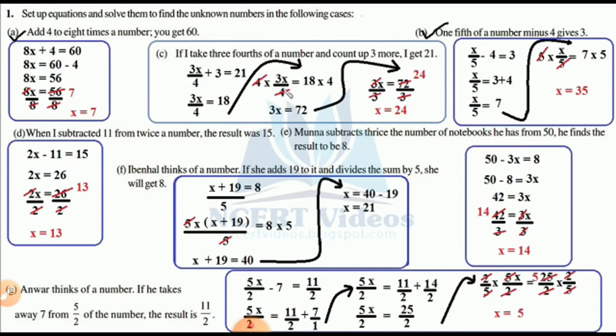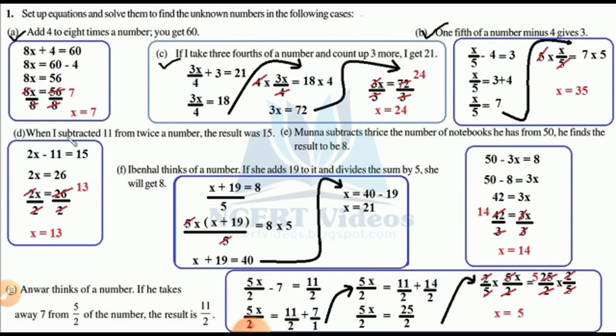Reciprocal of 3 upon 4 you can do directly, or you can first multiply both the sides by 4. Left side 4 will cut. 18 times 4 is 72. Divide by 3 on both the sides. 3x upon 3 is equal to 72 upon 3. x is equal to 24. Correct. x value is 24. You just check it here. You will get the same answer. 3 times 24 upon 4, 6 times 3 is 18, plus 3 is 21. Correct.